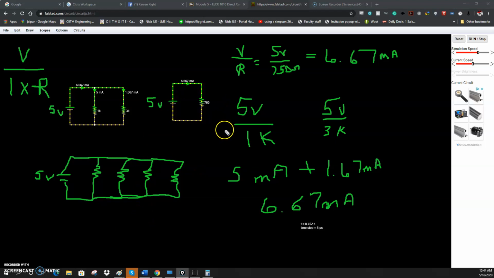So parallel has some unique things about it, and I actually like working with parallel in some ways better than I do series. So hopefully this clears up some things for your parallel.